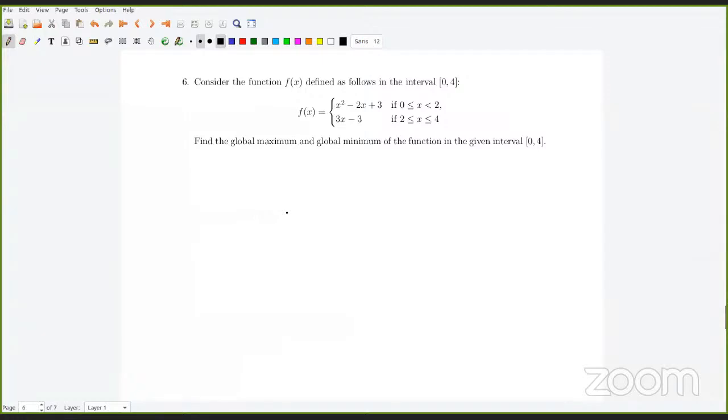So what should we do first? At first, we have to calculate the critical points, right? So what is the definition of a critical point? F dash of x becomes equal to 0.